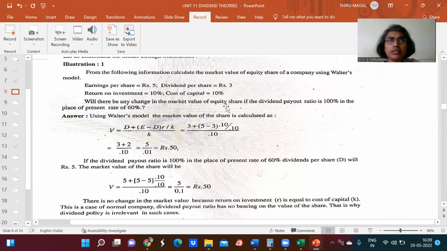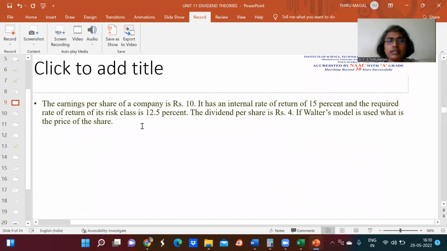So which means since it's a normal firm, R is equal to K, there is no change in the market value because the return on investment is equal to cost of capital. This is the case of a normal company. Dividend payout ratio has no bearing on the value of the share. That is why dividend policy is irrelevant in such cases. So this is about Walter's model as far as R is equal to K, that is a normal firm, is concerned. The next we can check here. This is again the next type of problem.